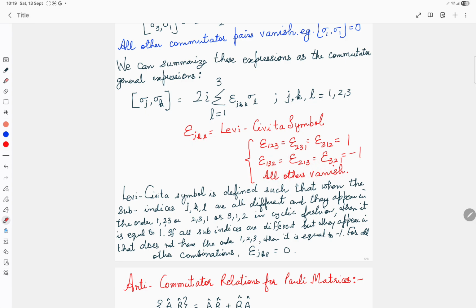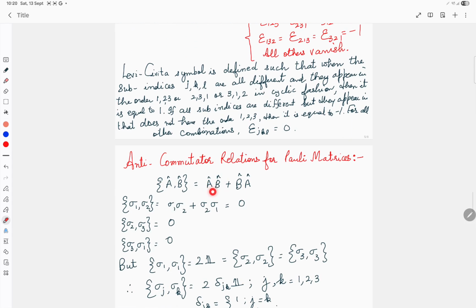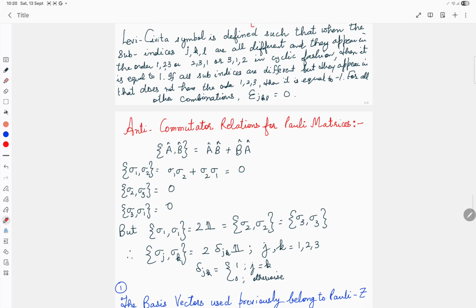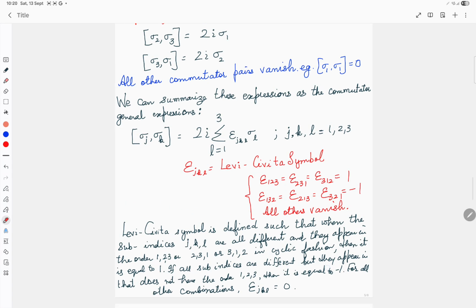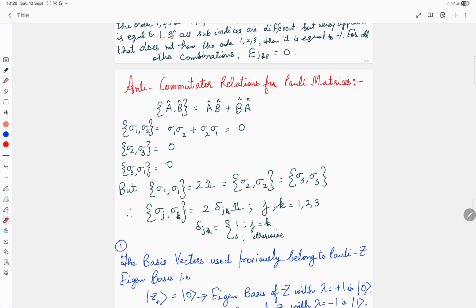The Levi-Civita values for all other orders will vanish, will be equal to 0. There is another relationship which we need to calculate for the Pauli matrices, which is known as the anti-commutator. Previously it was the commutator, now it is the anti-commutator. The anti-commutator between two operators A and B is represented by curly brackets, and it is given by AB plus BA. The commutator was AB minus BA, so the anti-commutator is AB plus BA.